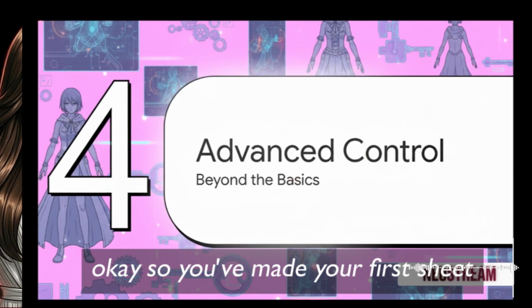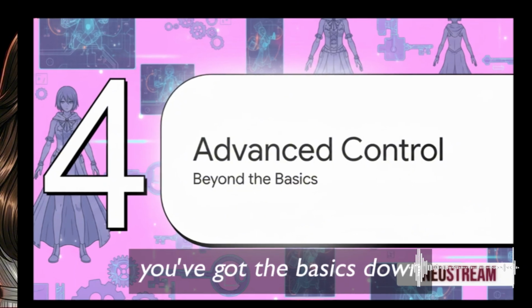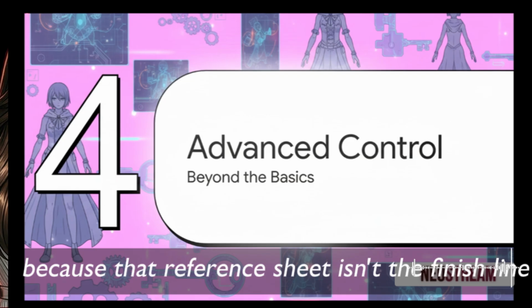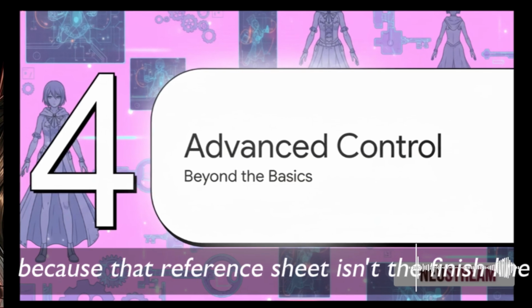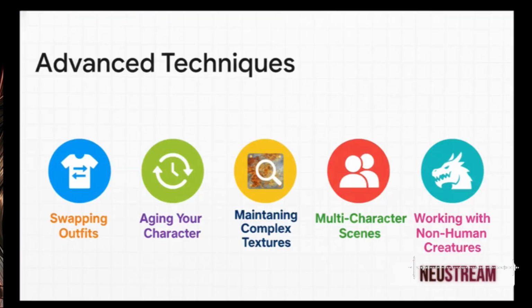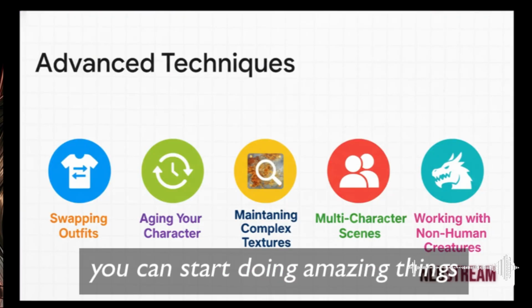Okay, so you've made your first sheet. You've got the basics down. What now? Well, this is where things get really, really exciting, because that reference sheet isn't the finish line. It's the key that unlocks a whole new universe of creative control. Once you have that sheet, you can start doing amazing things.